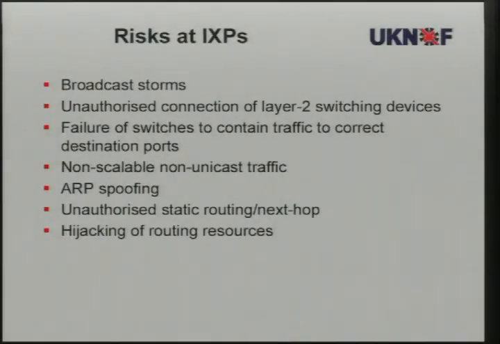Associated with that, connecting layer 2 switching devices so that the Ethernet switches aren't just owned by the exchange operator, but by third parties as well. Switches don't always do what it says on the tin in terms of switching the traffic to the right port. Broadcast and multicast traffic does not scale well. Too much of that and you're in trouble. ARP traffic is a necessary evil that has risks associated with it. There are various evil things that can be done with static routing and mucking about with BGP next hop, and also some risks of hijacking the routing resource.